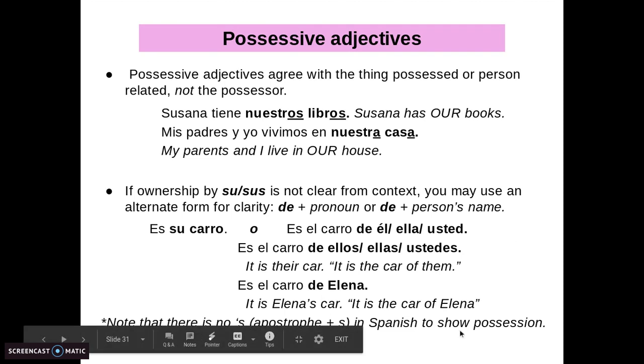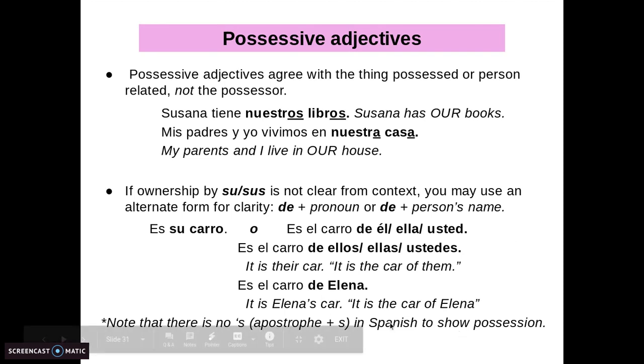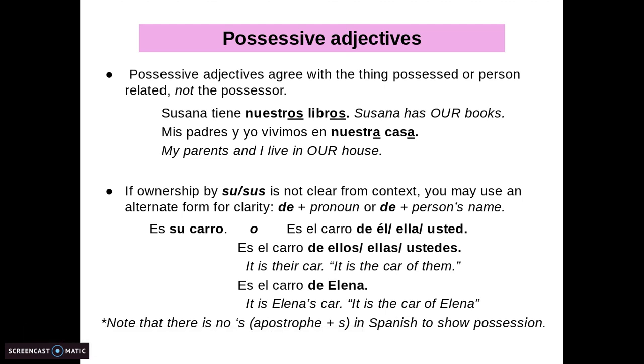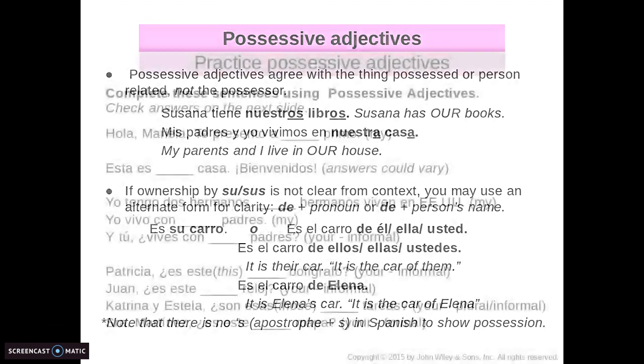And again, just to reiterate, there is no apostrophe S in Spanish. Instead, we use this form. We use de, okay, plus the person that it belongs to, right? We don't say Elena's car. We say es el carro de Elena.